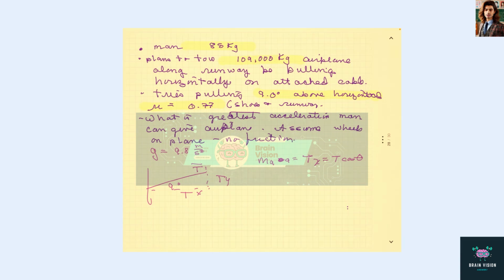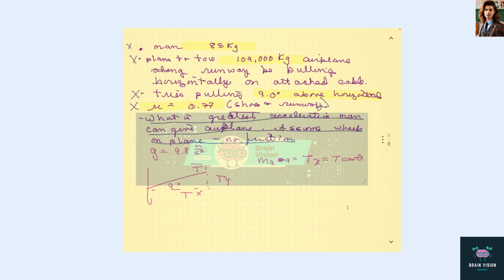We are given a man has a mass of 85 kilograms and he plans to tow a 109,000 kilogram airplane. He's pulling at a 9-degree angle above horizontal and the coefficient of friction between the man's shoe and the runway is 0.77. And we're asked to find the greatest acceleration the man can give the airplane, and we're assuming the wheels have no friction. I'm going to use 9.8 for the acceleration due to gravity.